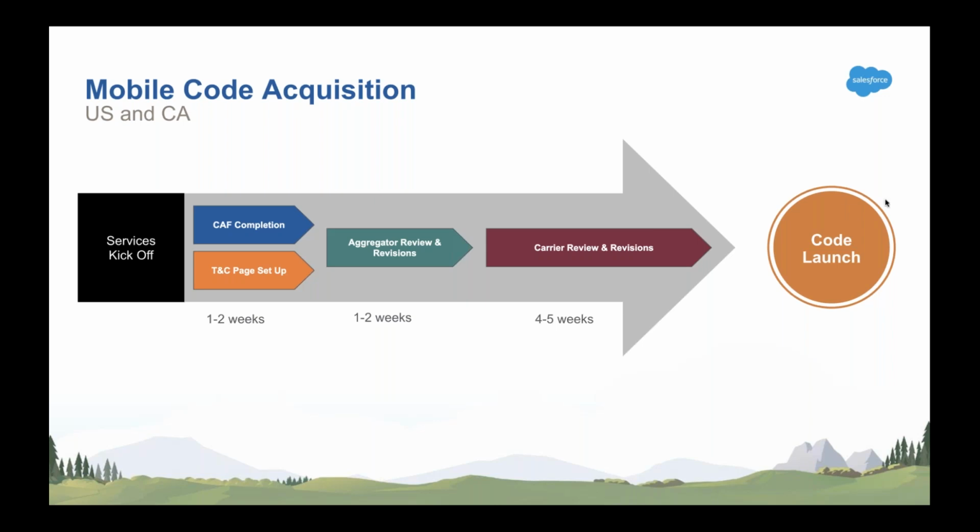We have something called a CAF form, which is required for the submission of a marketing campaign for running on A2P SMS, as well as the T&C's page setup. The carriers will go ahead, a human being will review that CAF form, and they'll actually test out your stop and help keywords to make sure that your program's compliant.